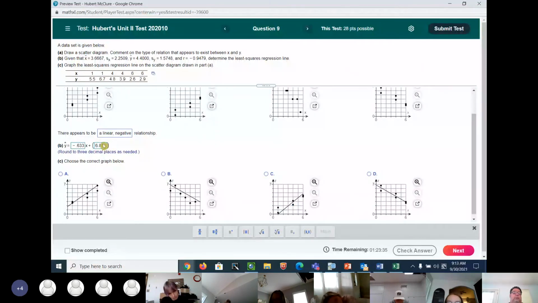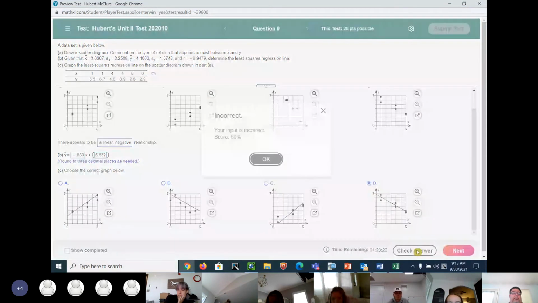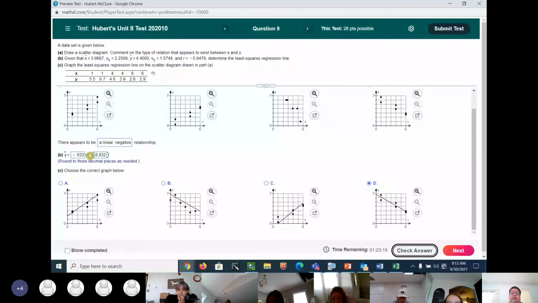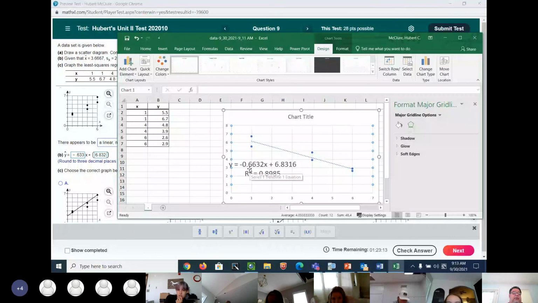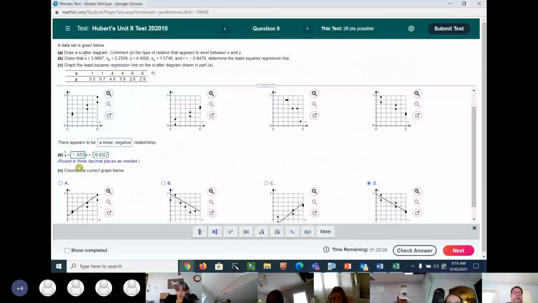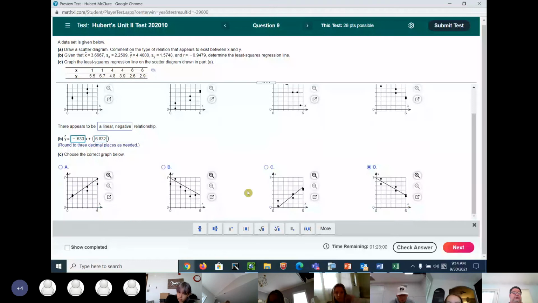Well, check it. Okay, it won't let me check it. Let me go ahead and check the next one. Choose the correct, and I think it's going to be D. Okay, it says 80% correct, so I must have gotten one of these digits off. Let me look at the digits again. It was supposed to be negative 0.663. I think you put 663.